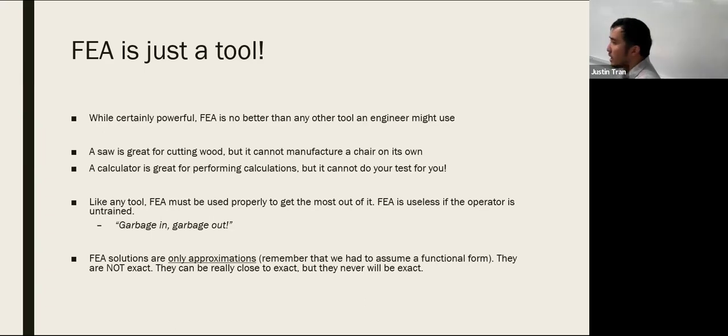Because a lot of times the computer's not going to tell you. Your computer's not going to tell you when your simulation results are wrong. It's just going to do what it's instructed to do. And so it's important to always have a good eye for these things, to know when you're doing these simulations what's wrong and what's right. Okay.